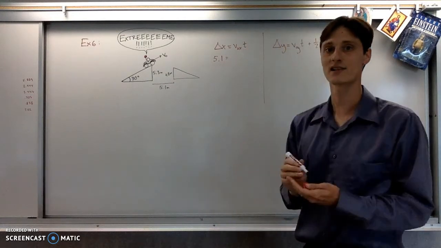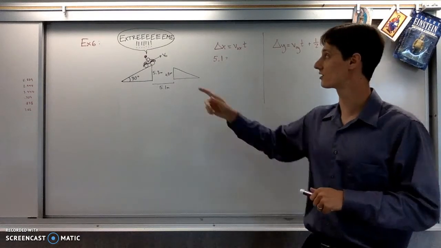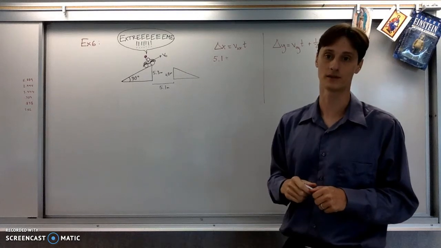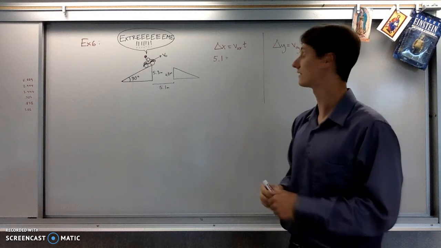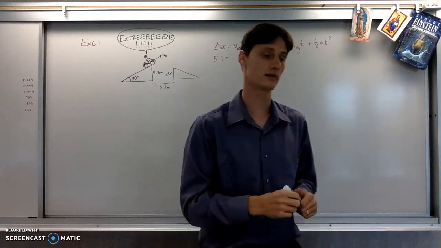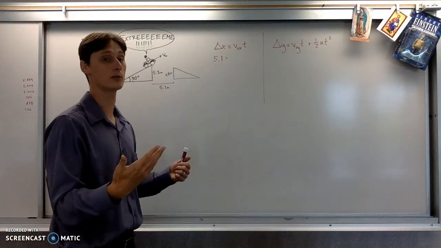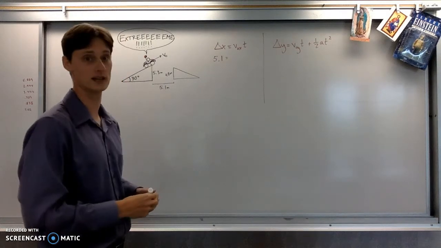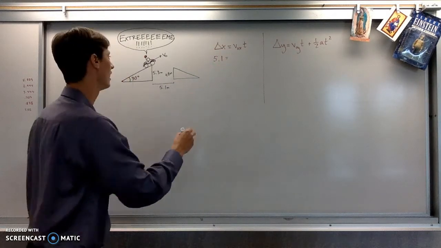V naught x is actually the part where most people are like, abandon ship, I have no idea, because you don't know V naught. So you can't put in a number. That is no reason to panic, and here's why. The algebra is actually going to help. The algebra is going to allow us to solve for v naught, even though we don't know a number for v naught x.